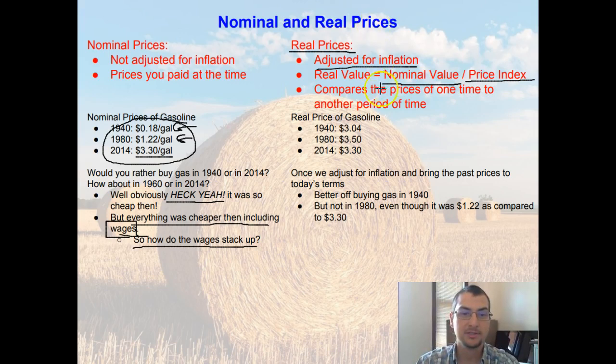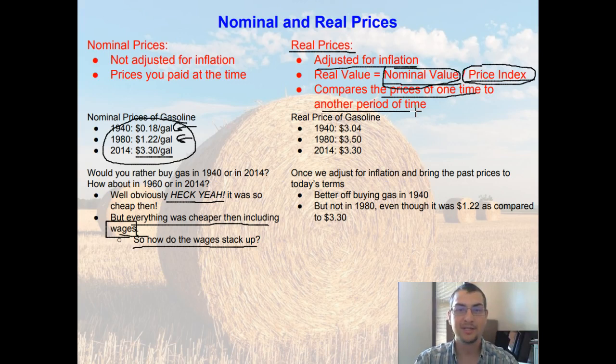So we're basically just taking that value and dividing it by the price index to adjust prices to a single time period. We're bringing everything back to one time period. So now we're comparing prices of one time to the price of another time. We're comparing apples to apples. Now we're going to take that price that the old timer said of 25 cents, bring it to today's time, and be able to compare it in an accurate manner.